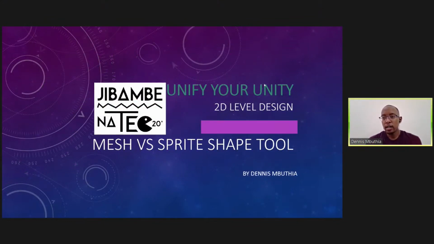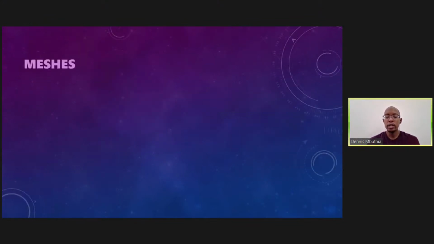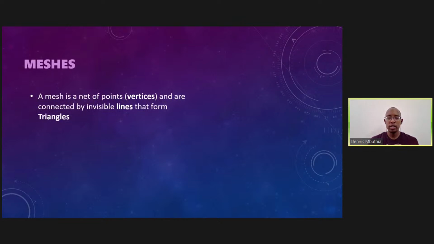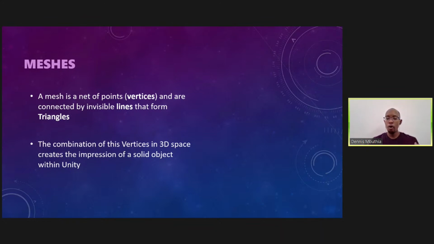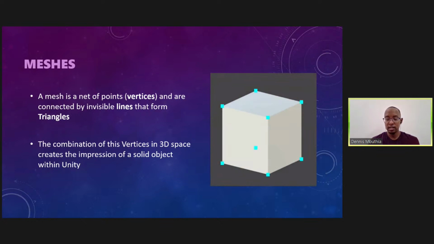To begin with, I'll start off with looking at what meshes are. A mesh is a net of points that are connected by invisible lines that form triangles. This just gives you the form of the object itself. The combination of these vertices in 3D space creates that impression of a solid object within the Unity engine. So, to give you a clear picture of what it looks like, it is this.